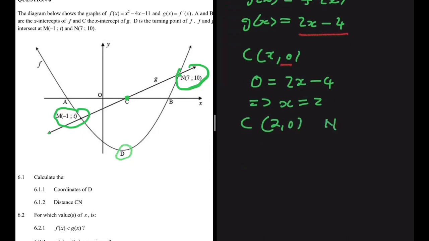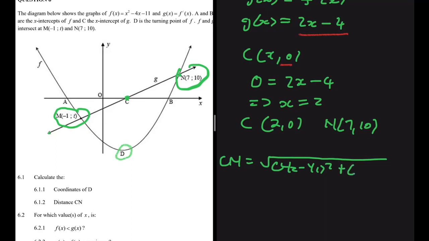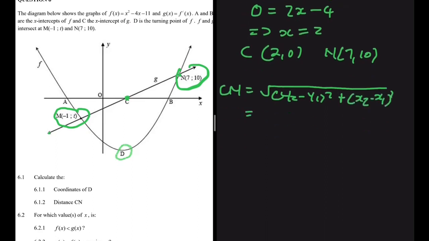We know that the coordinates of N are 7 and 10. So now we can go ahead and find the distance CN. If we do that, we're going to have CN equal to, now we're using the distance formula, the square root of y2 minus y1 squared plus x2 minus x1 squared. So let's take our point N as the second point. So we're going to have 10 minus 0 squared, plus 7 minus 2 squared.